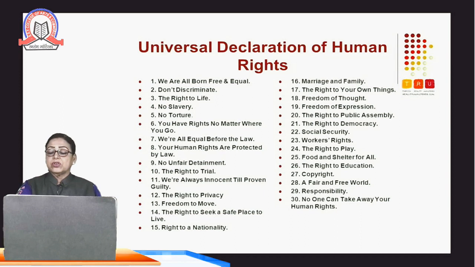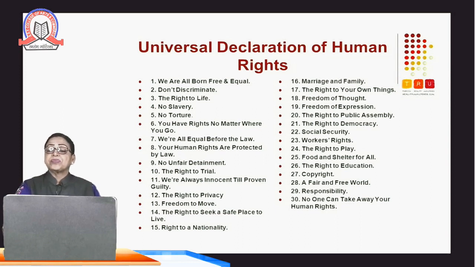Freedom of thought. This is very important. People differ in their opinions and thinking process, in their perceptions as well. So everybody possesses the equal right of freedom of thought. They can think the way they want. They can express. Freedom of expression gives them authority or power or freedom to express what they think, what they want to say.